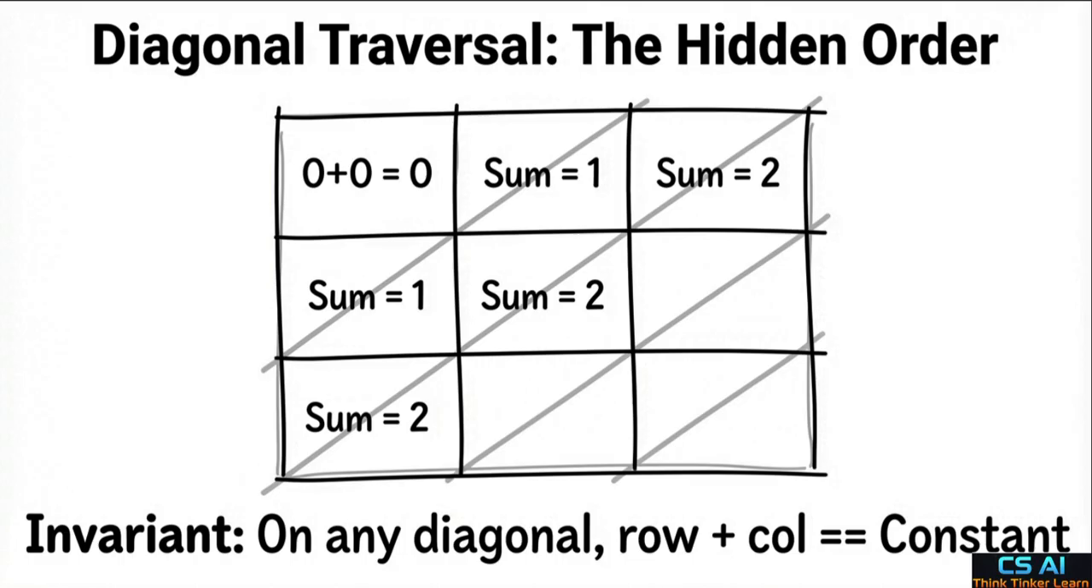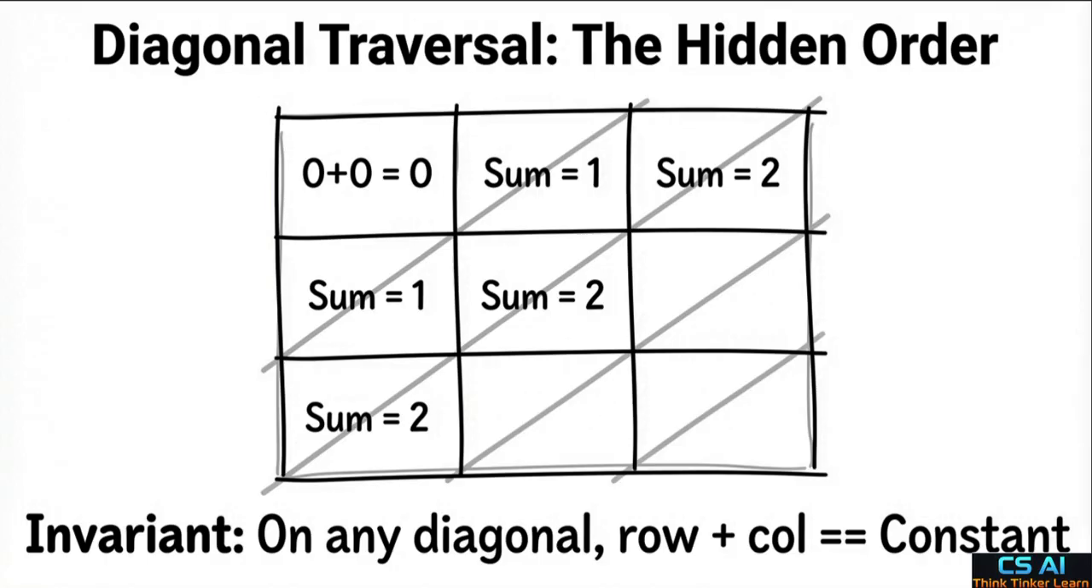Diagonal traversal often looks like chaos, but here is a hidden order and a beautiful mathematical invariant you can use. Look at the indices on the anti-diagonal, the one going from top right to bottom left. If you look at the cell 0,2 and its number, 0 plus 2 equals 2. Cell 1,1 has 1 plus 1 equals 2 again. Cell 2,0, 2 plus 0 is 2, again. The invariant is this: on any anti-diagonal, the sum of row plus column is constant.